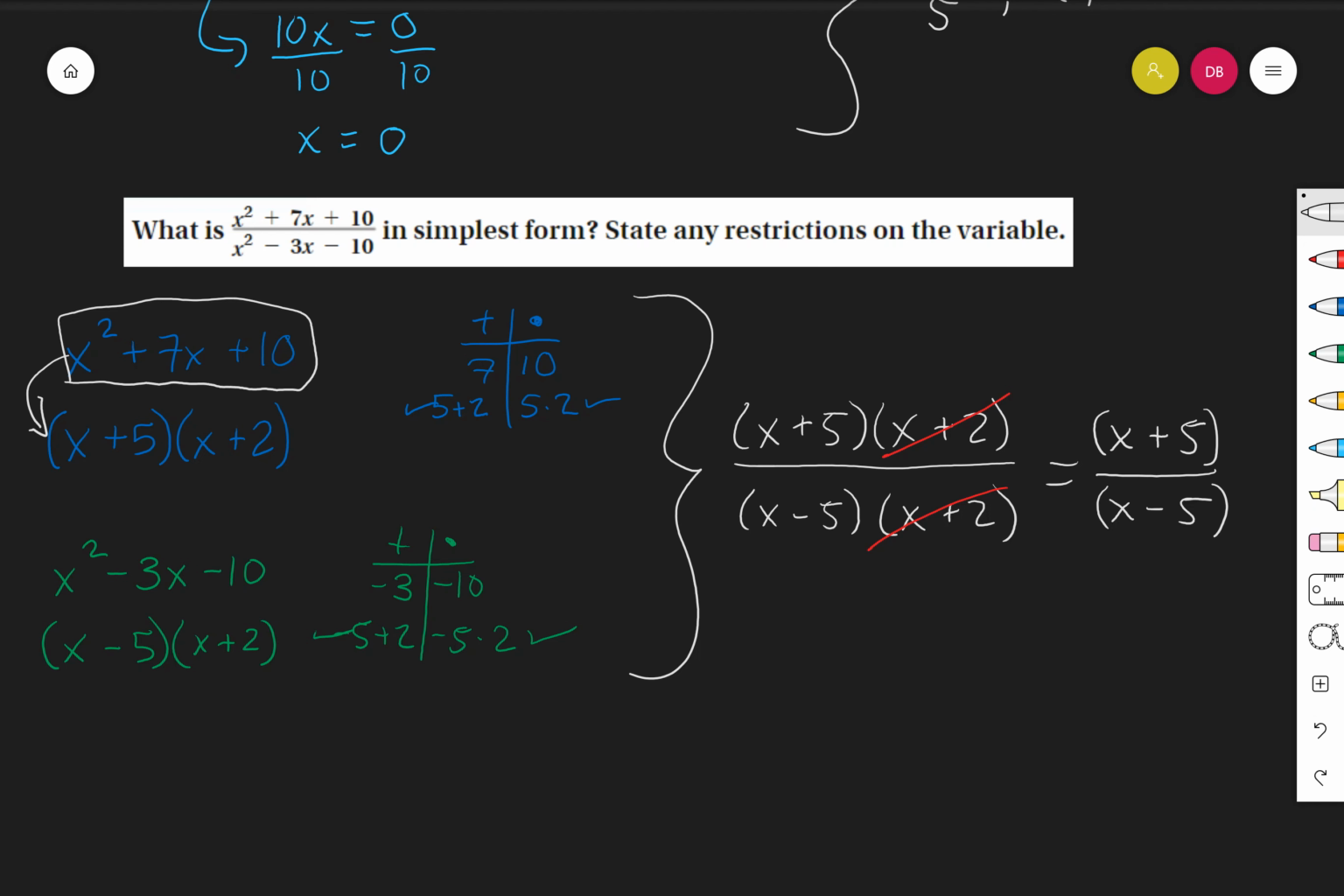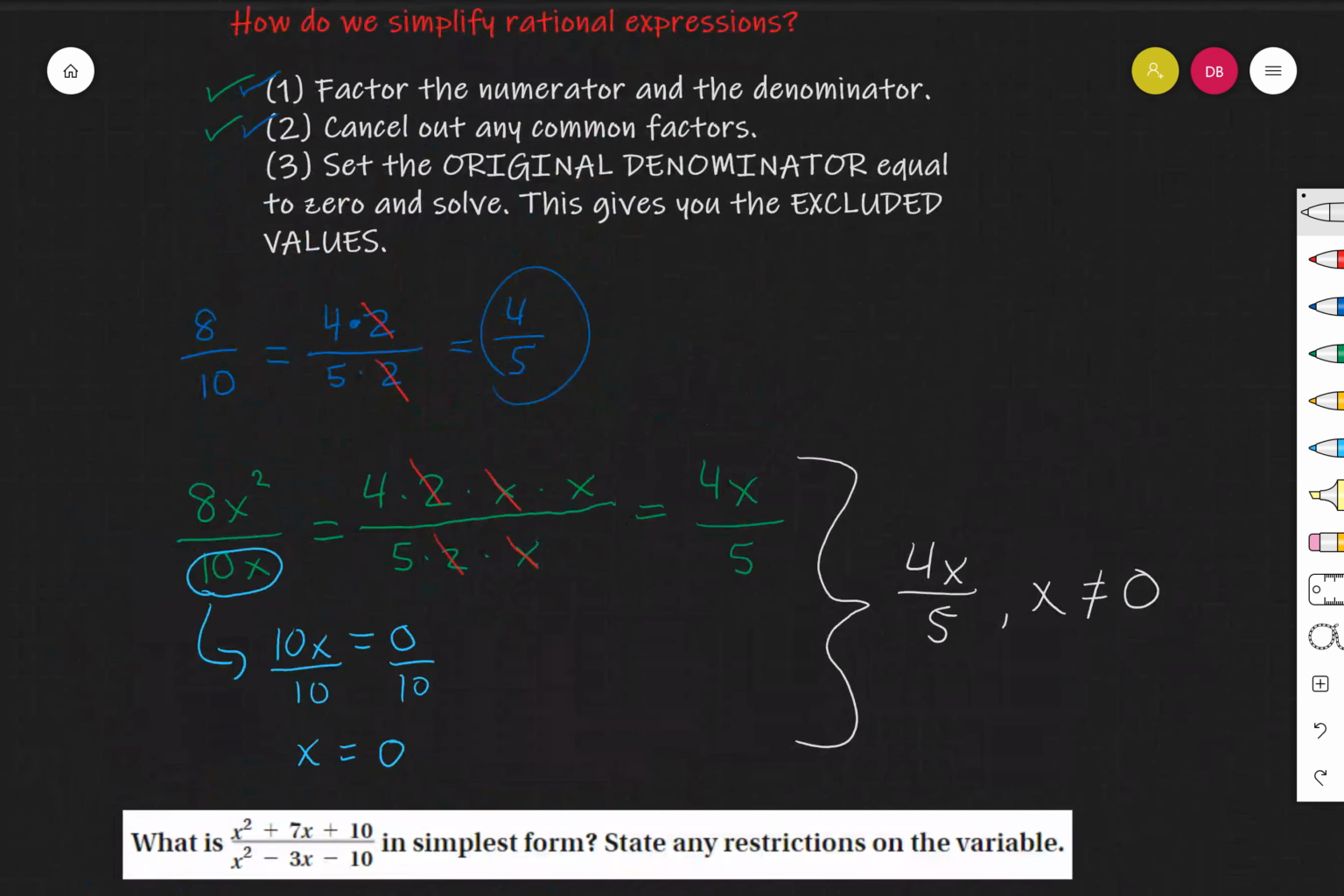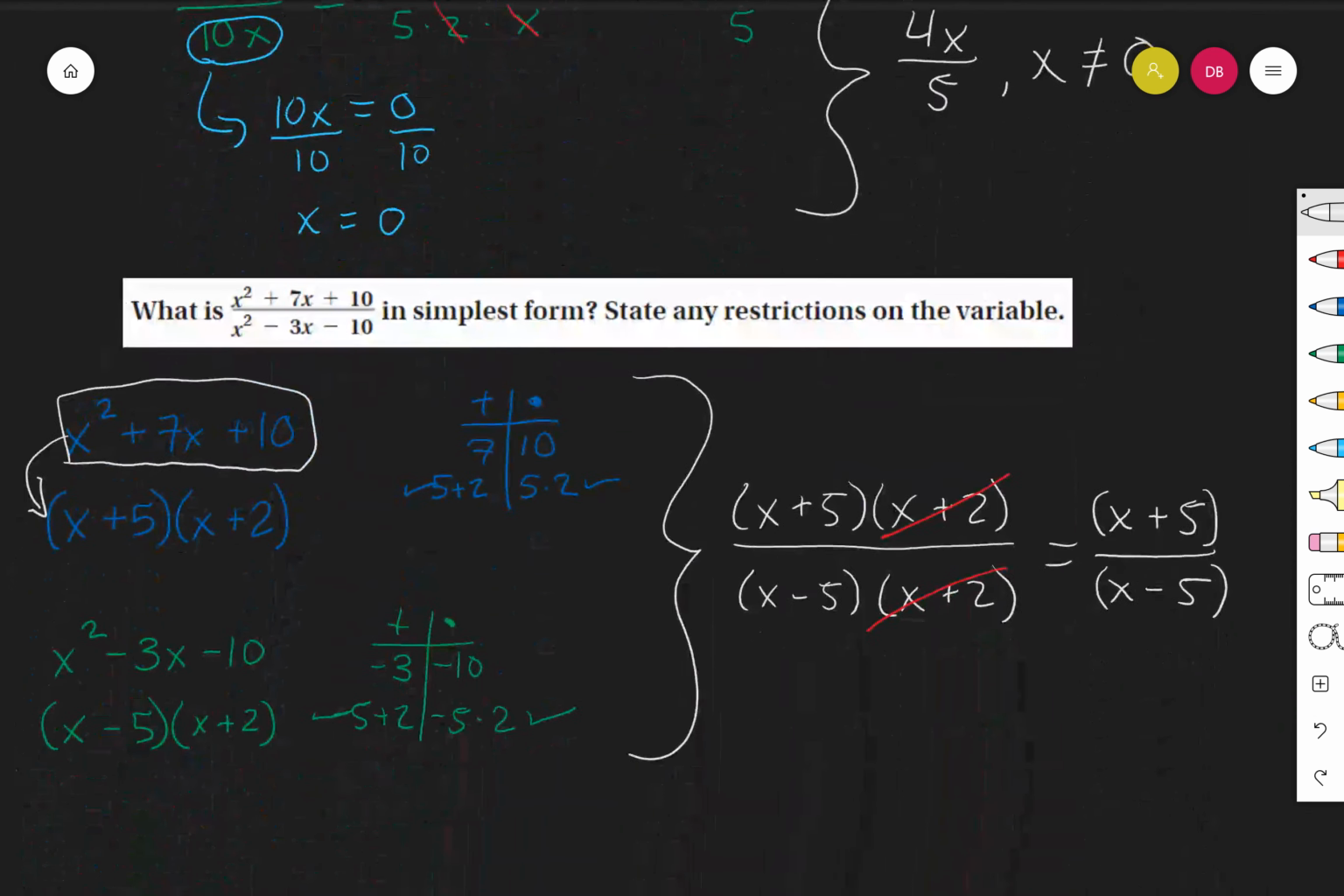But we can only cancel out full factors. We can't cancel out anything that's being added or subtracted to something else. We can only cancel out things that are being multiplied because those are the factors. Okay, so now we need to do step 3. Step 3 said set the original denominator equal to 0 and solve to get the excluded values.